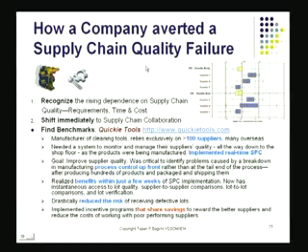Here's an example of a company, how they avoided quality failure. They implemented with their suppliers what we call real-time SPC. They did not have real-time SPC before. SPC is statistical process control, which is your control charts, use of the control charts. This was one company. They went after their suppliers and they forced them to use SPC. And the result was just amazing.